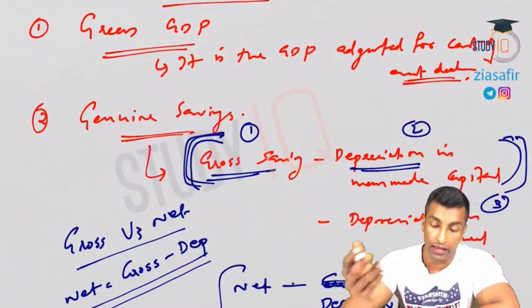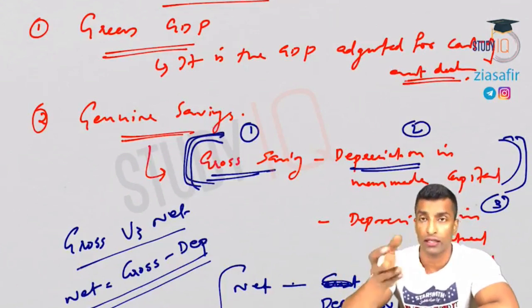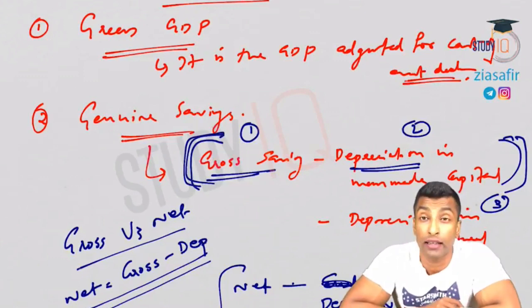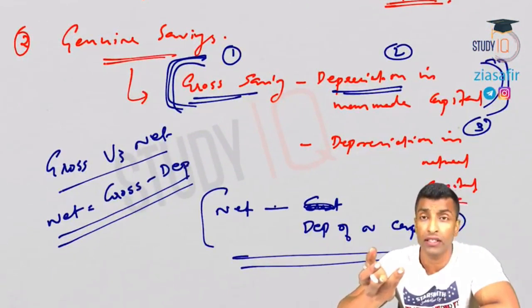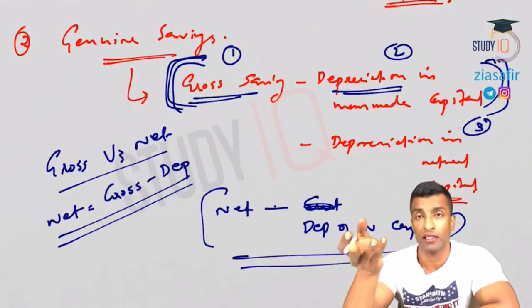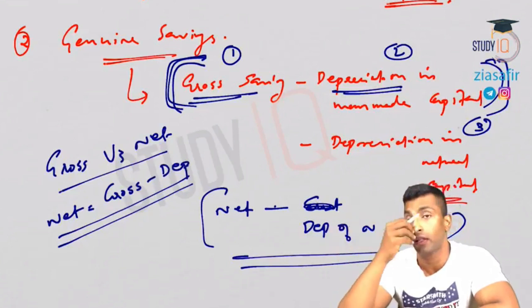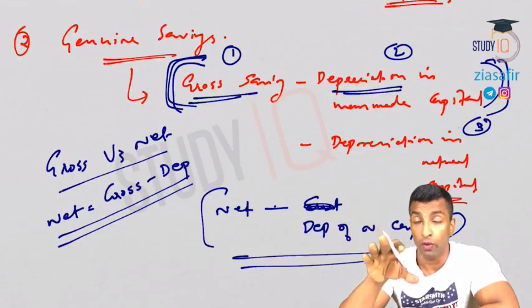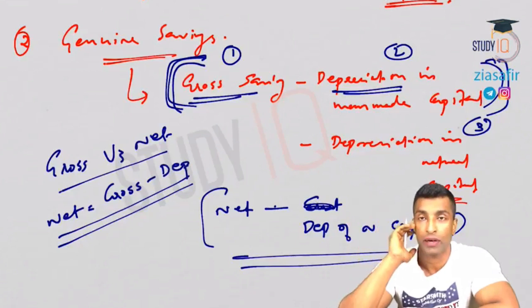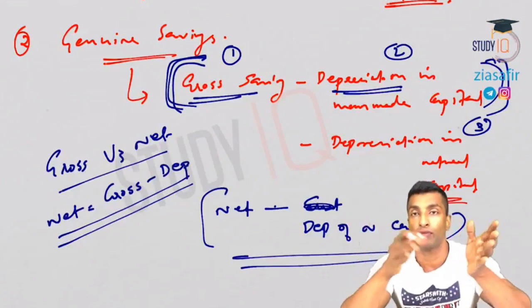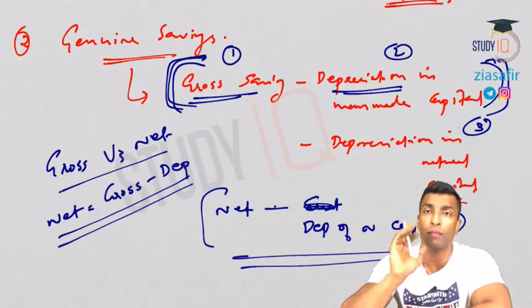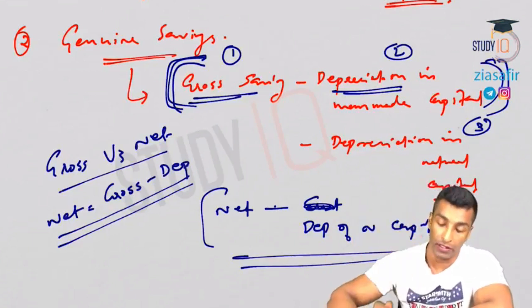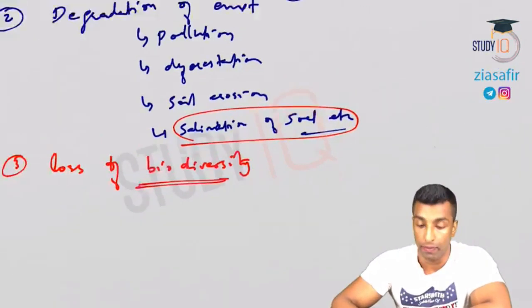The indicators, green GDP, I told you it's a theoretical concept adjusted for environment degradation, but it is very difficult to calculate that. Some countries have the method, but India is trying for that. Genuine savings, either you can go for gross savings minus depreciation in the man-made capital minus depreciation in the natural capital. Okay, I hope you understood what is man-made capital, what is natural capital. Or you can go for net savings by combining first and second, gross savings minus depreciation in the man-made capital, net savings minus depreciation in the natural capital.